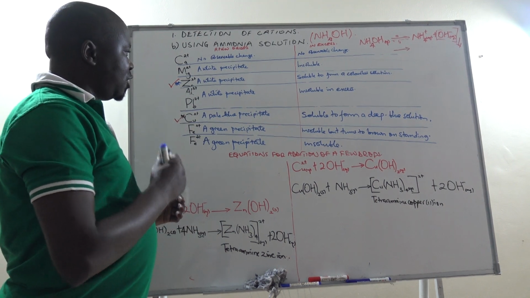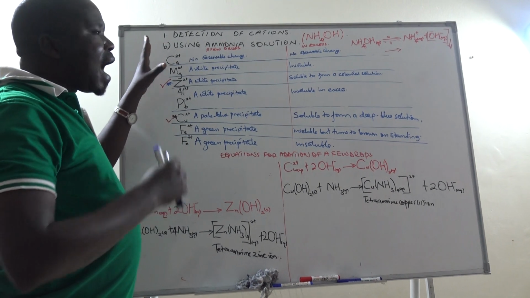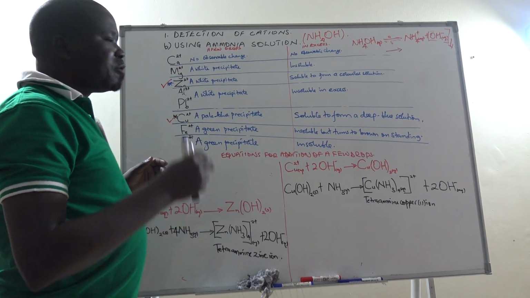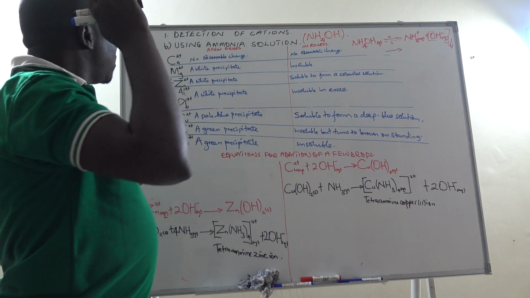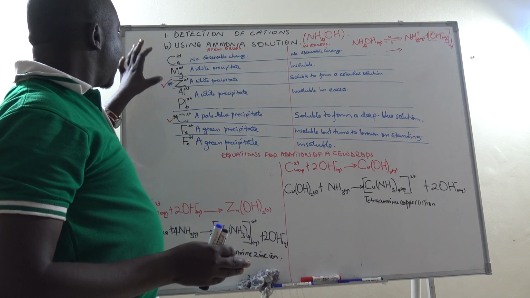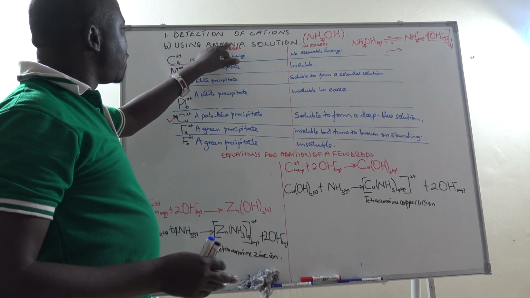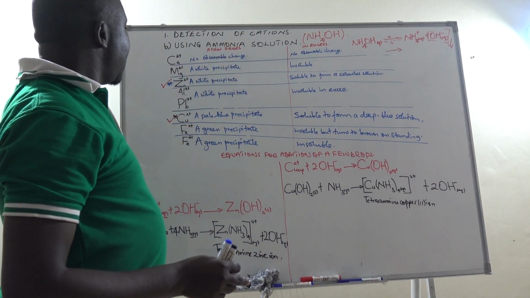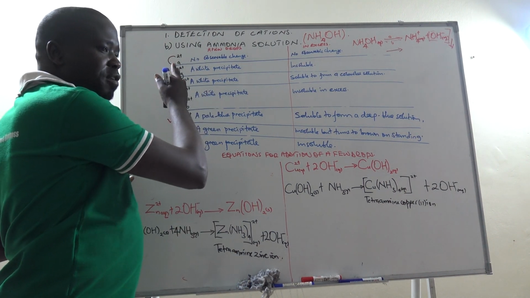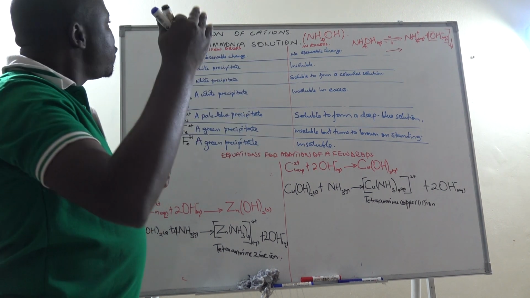So in our next session, we are now going to see other minor reagents. We are going to look at some other minor reagents that we can use to just confirm some of these cations here, because we have already seen the two major reagents of ammonia solution and then sodium hydroxide solution, and the order is always sodium hydroxide solution first, ammonia solution follows.